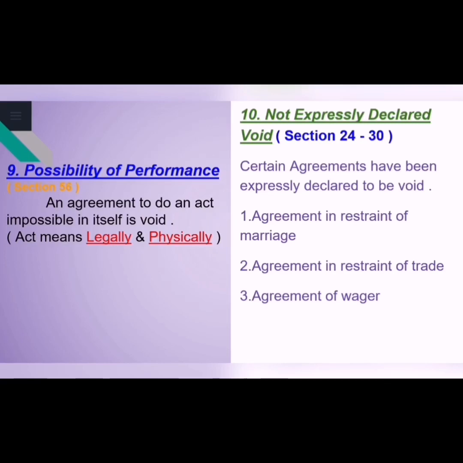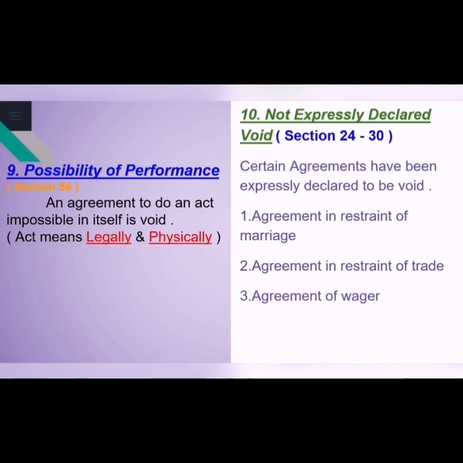Next, possibility of performance. An agreement to do an act impossible in itself is void. So, if you look at this statement, it means legally and physically not possible. If your act is legally or physically not possible, it becomes impossibility of performance, and on the basis of impossibility of performance, your agreement is void.